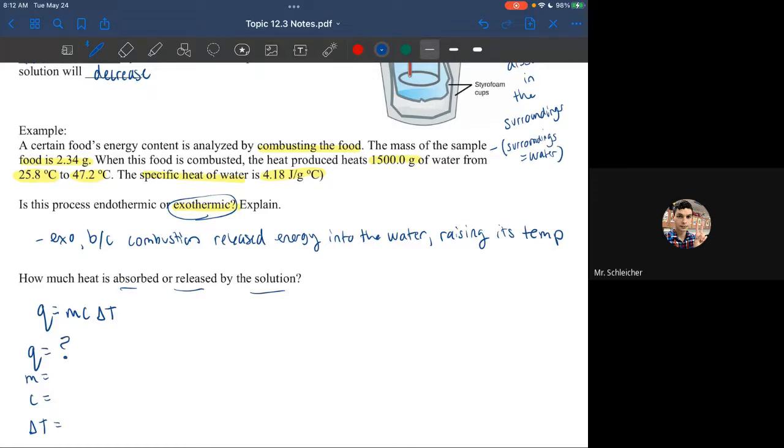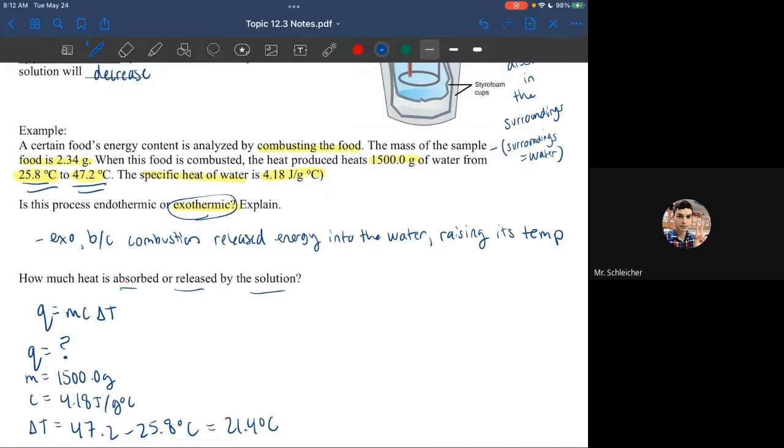The mass of the solution, well, it says there's 1,500 grams of water. Specific heat of water, they say, is 4.18 joules per gram degree Celsius. The change in temperature of water, it looks like the final temperature is 47.2, and we're going to subtract the initial, which was 25.8 degrees Celsius. So 47.2 minus 25.8, we get 21.4 degrees Celsius as our change in temperature. Are there any questions here so far?